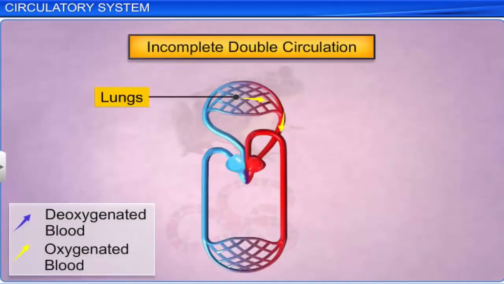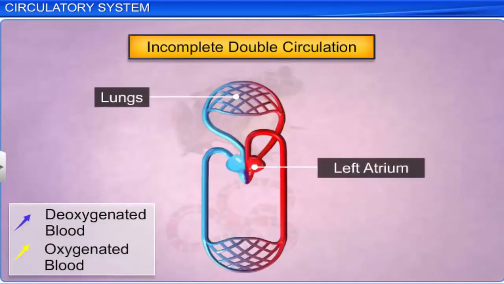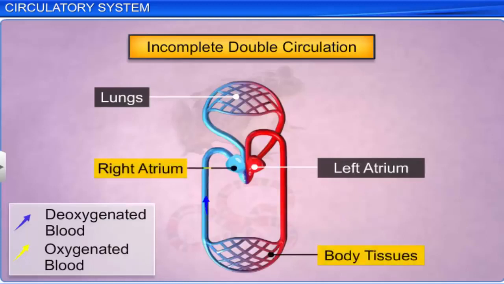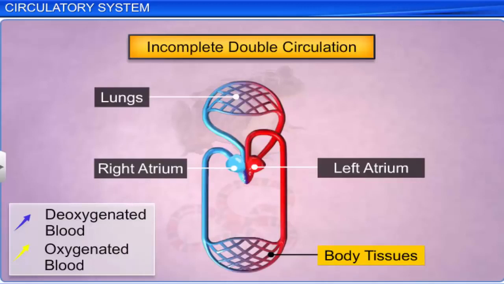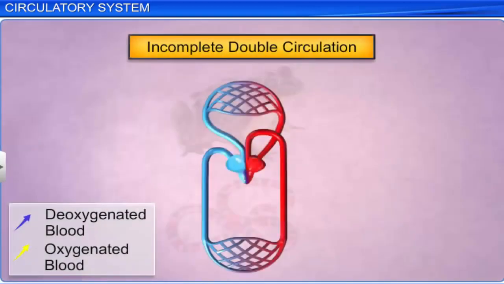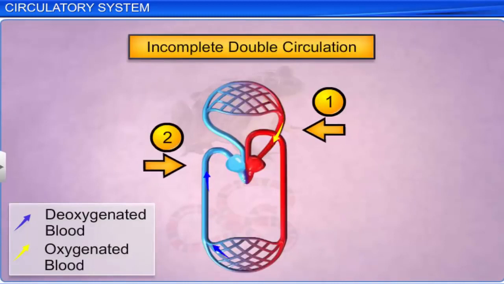Oxygenated blood from the lungs or gills or skin reaches the left atrium, while deoxygenated blood from body tissues reaches the right atrium. Blood from the left and right atrium is mixed in the single ventricle. Thus, the blood passes through the heart twice and gets mixed in the single ventricle during circulation, and hence this is called incomplete double circulation.